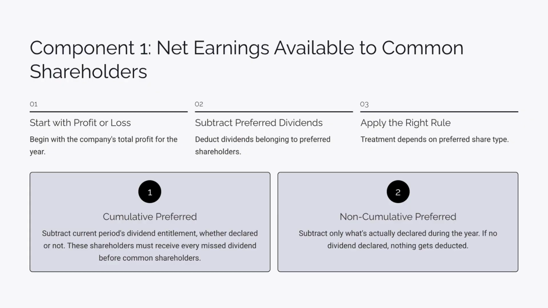But here's where it gets interesting. The type of preferred share determines how we make that deduction. Cumulative preferred shares: we subtract the current period's dividend entitlement, whether or not it's been declared or paid. Why? Because these shareholders must eventually receive every missed dividend before common shareholders get anything. Non-cumulative preferred shares: we subtract only what's actually declared during the year. If no dividend was declared, nothing gets deducted, even if the shares have a stated dividend rate.